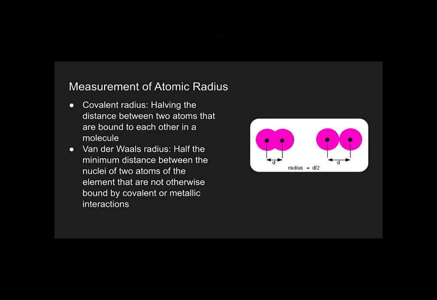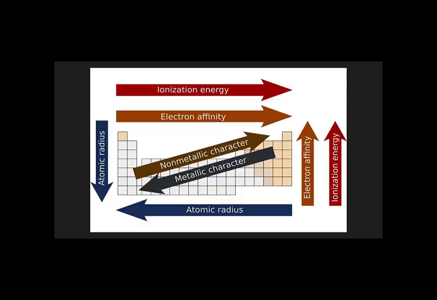There are two different types of atomic radius. The first being covalent radius, where we simply halve the distance between the nuclei of the two atoms that are bound to each other in the molecule. The other type of atomic radius is the van der Waals radius, where we halve the minimum distance between the nuclei of the two atoms of the element that are not otherwise bound by covalent or metallic interactions. So hence this is mostly used to determine the atomic radius of noble gases.